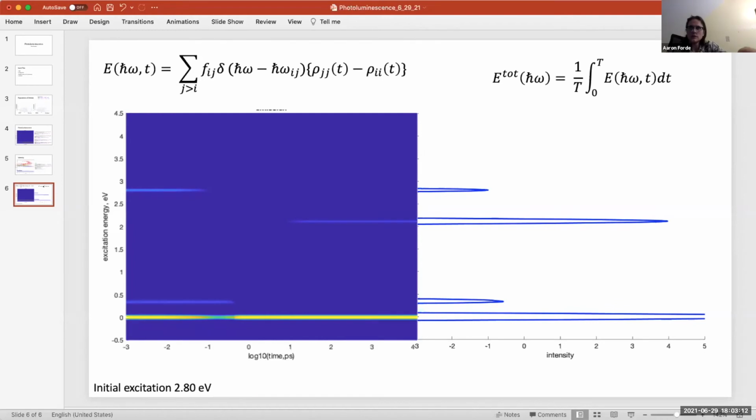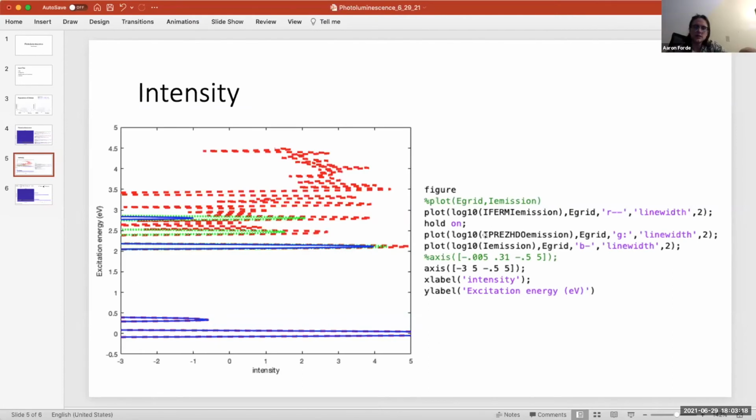I'm trying to remember where. It looks like log scale. Yeah, it's log scale. I apparently need to change the labels on the axis because I didn't write that, but yeah, it's log scale.